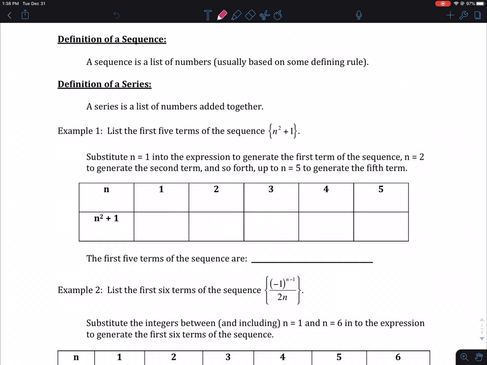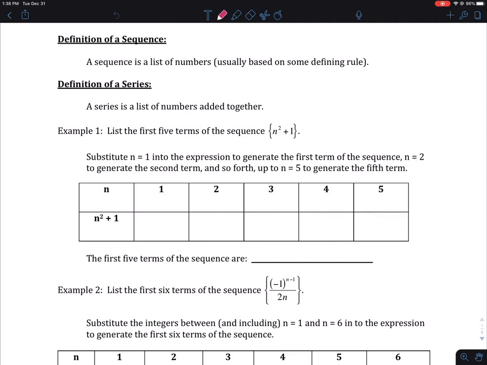Okay, so let's go ahead and take a look at this next objective. We're going to start by looking at just some sequences. I know we've done some series and sequence stuff in a previous class, but we do want to refresh our memory about what a sequence and a series really is.